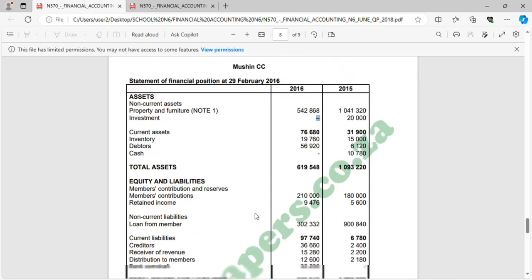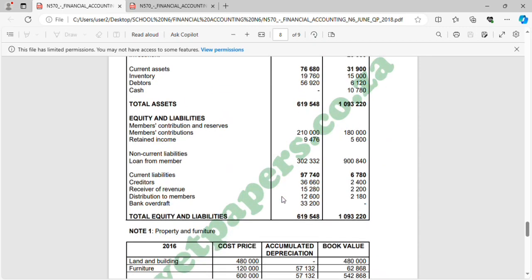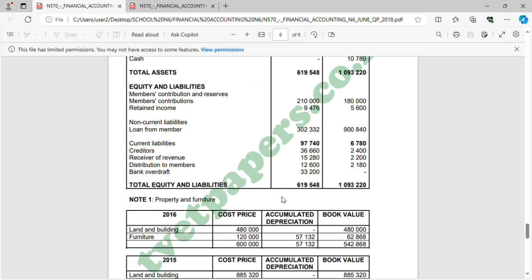Here's our question paper. We have been told that the Moshi is CC, so it's a close corporation. We must have the members' contribution, right? Here you see the amount of members' contribution. With members' contribution, we're going to check whether it increased or decreased. The previous year amount was 180, and the current amount increased, right? So it's a proceed on members' contribution. The loan from members decreased from 900 to 302.